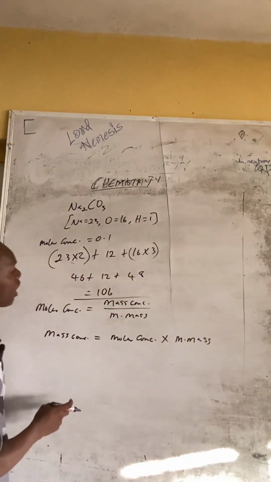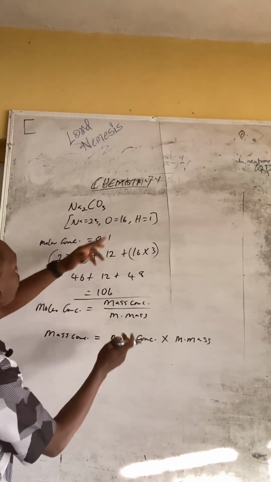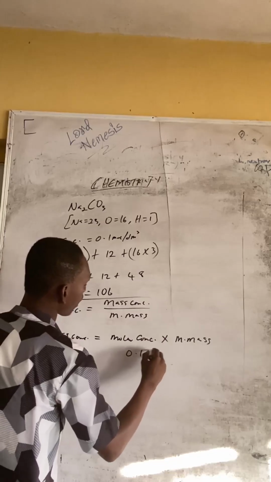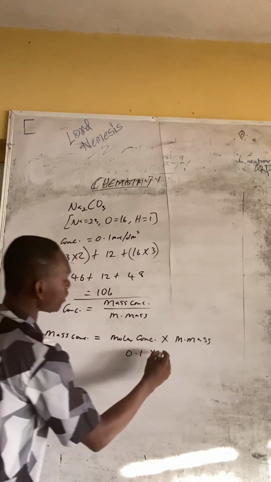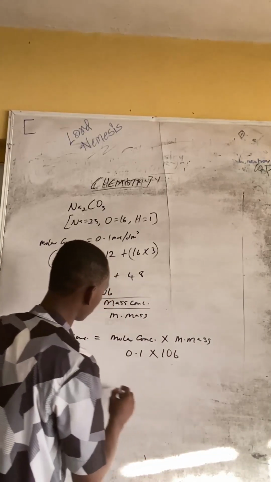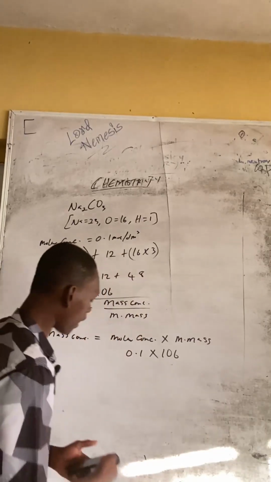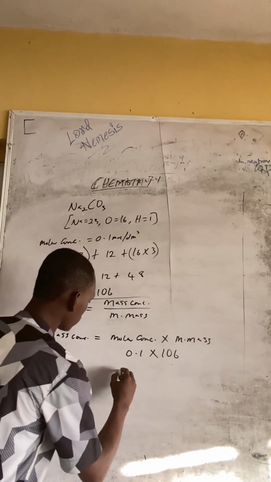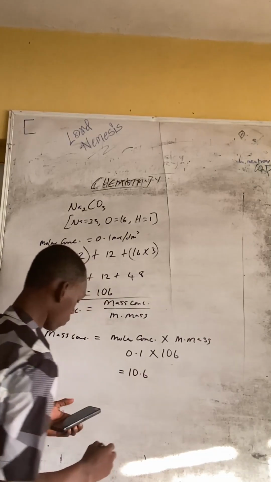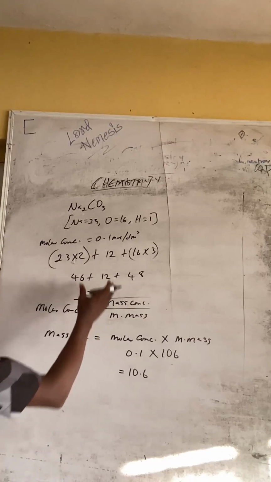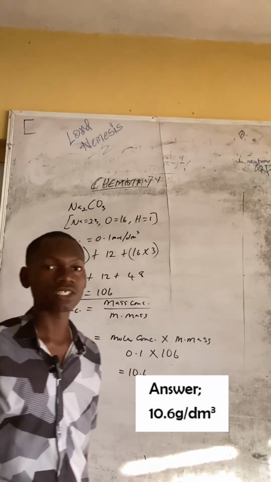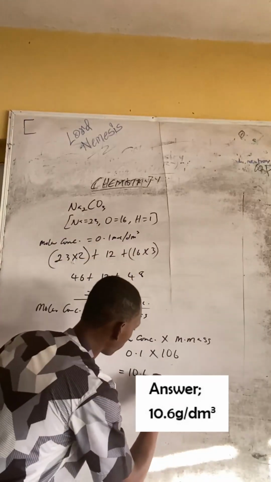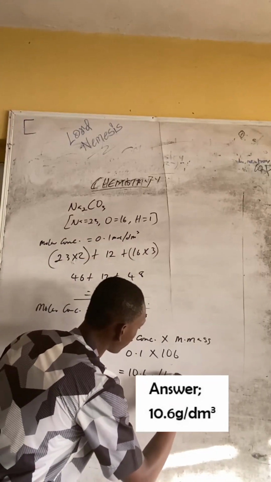Now, let's quickly plug in our parameters here. The molar concentration was given to us as 0.1 mole per dm cube, times our molar mass, which we've calculated to be 106. If we simply multiply that, 0.1 times 106 gives us 10.6. And what's the unit for mass concentration? Like I said, the unit for mass concentration is gram per dm cube. So simply write gram per dm cube.